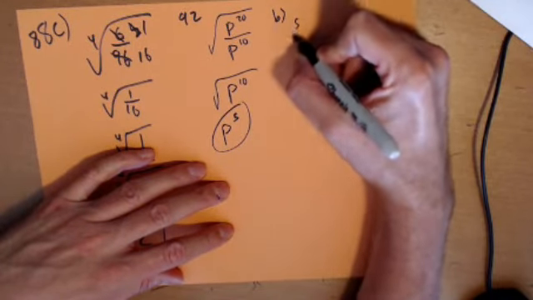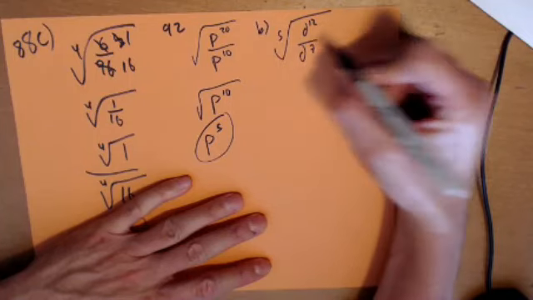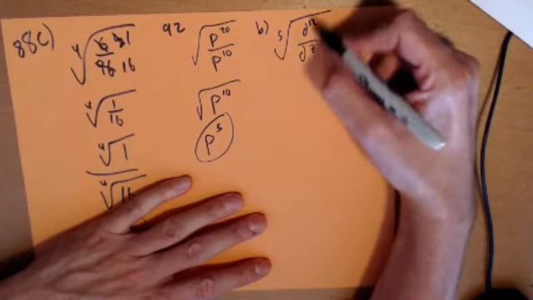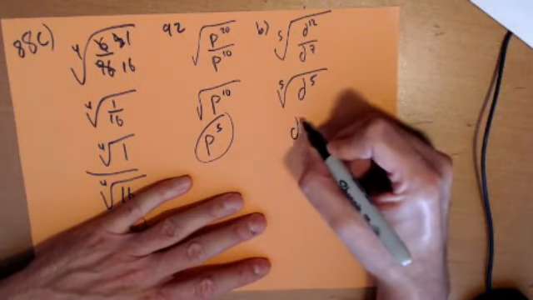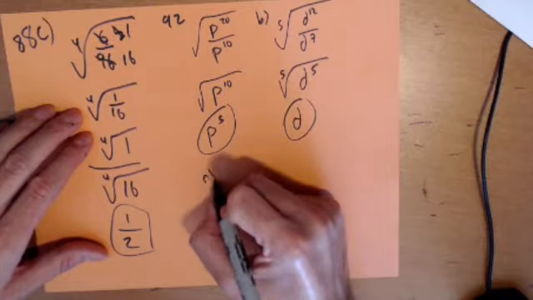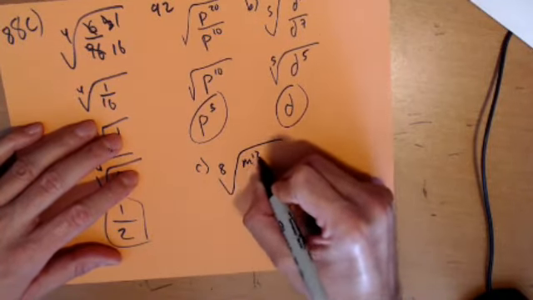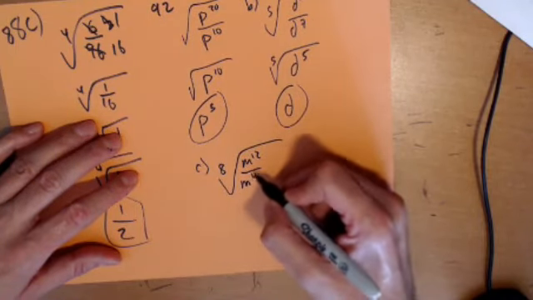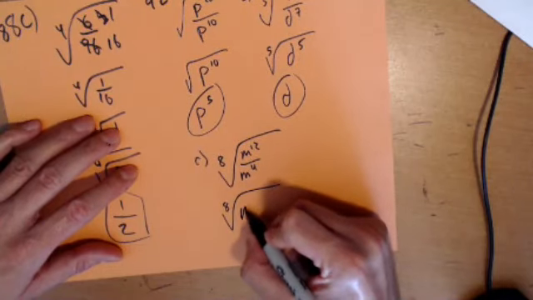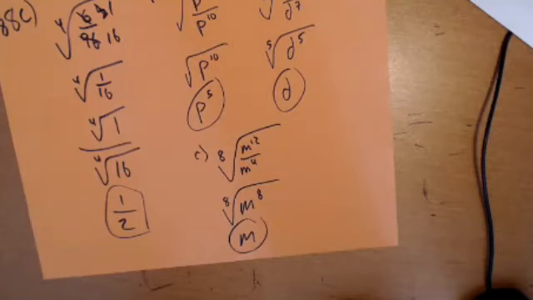Question B, the 5th root of d to the 12th over d to the 7th. 12 minus 7 is 5. So it's just the 5th root of d to the 5th. 5th root of d to the 5th is just d. And C, the 8th root of m to the 12th over m to the 4th. 12 minus 4 is 8. So this is the 8th root of m to the 8th. 8th root of m to the 8th is just m. Whew.